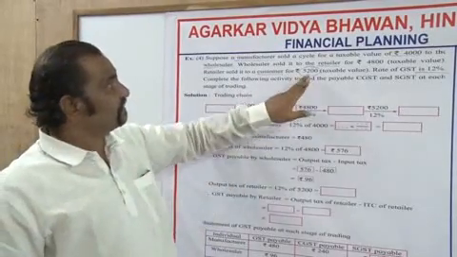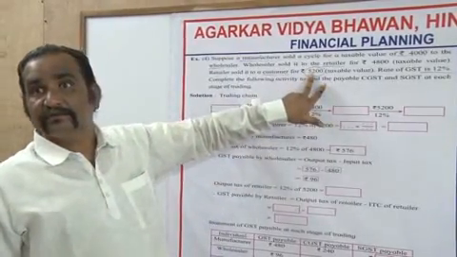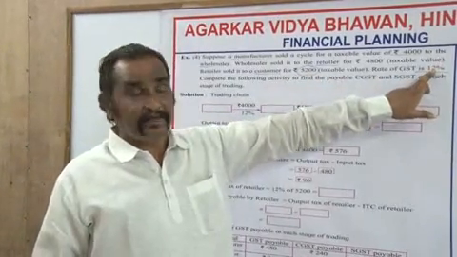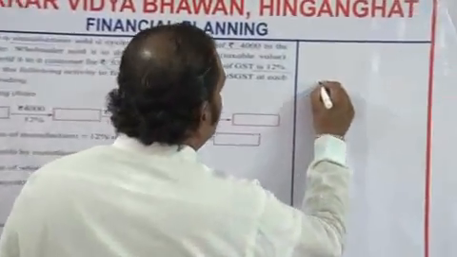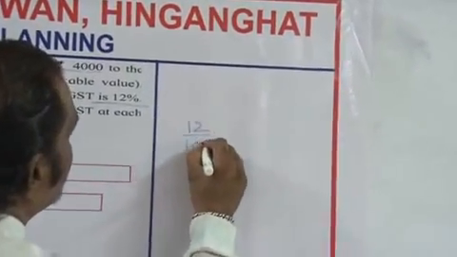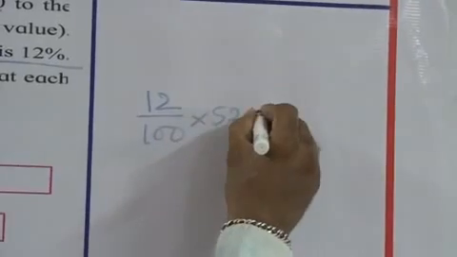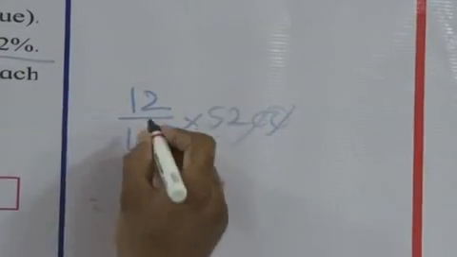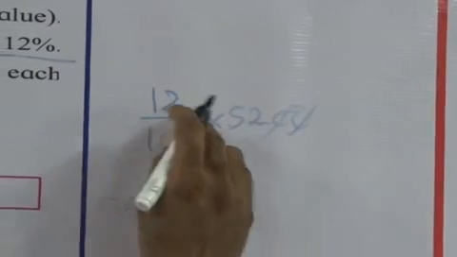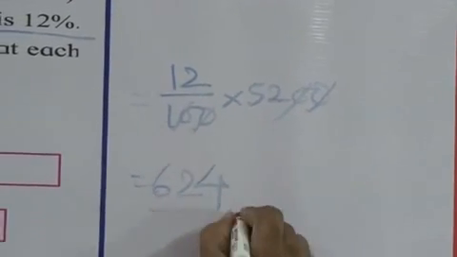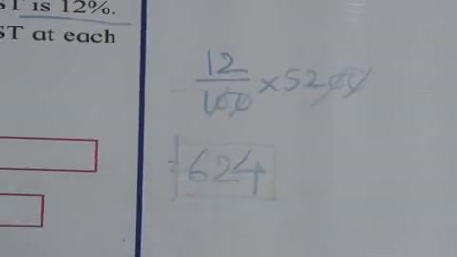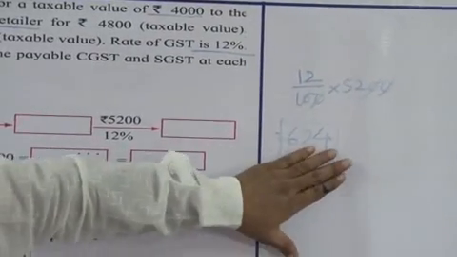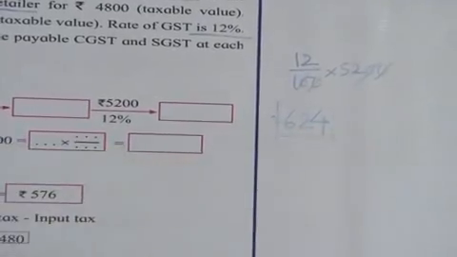Therefore, the final GST will be on 5,200 at the rate of 12%. It means we have to pay 12 upon 100 into 5200. It will be this much. For all these three transactions, this much GST must be paid.